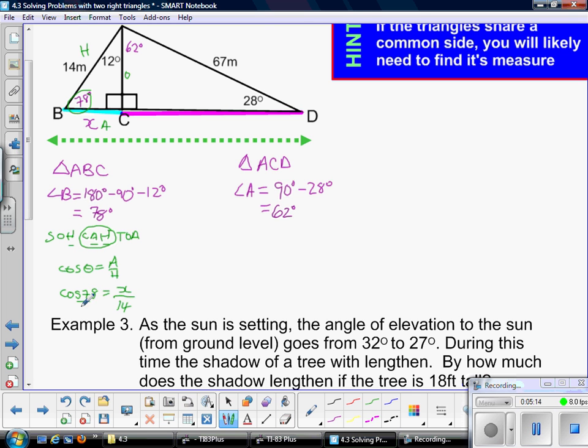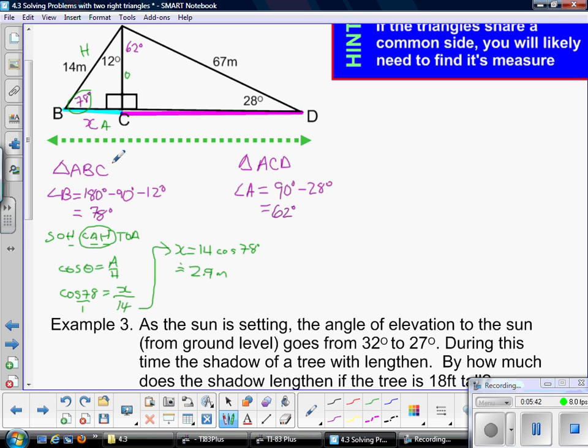So again, if I multiply by 14, I get x equals 14 cos of 78. And what we get here then would be approximately 2.9 meters. That's a 9, by the way. Okay, so I found BC.